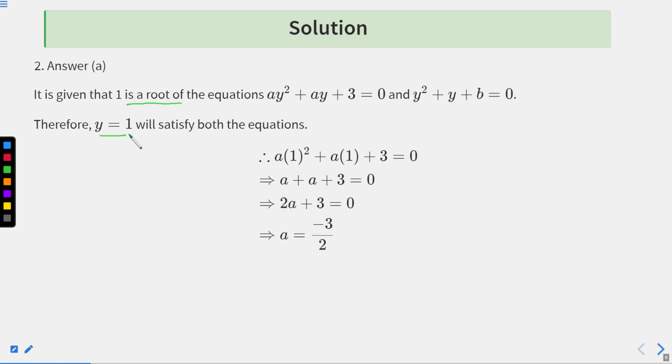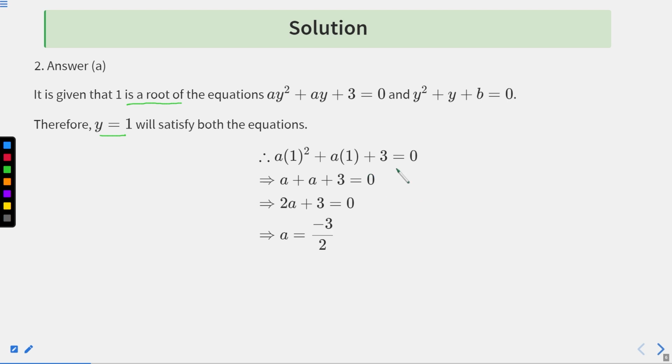Therefore, a times 1 square plus a times 1 plus 3 is equal to 0. It implies a plus a plus 3 is equal to 0, and it implies 2a plus 3 is equal to 0. If we calculate the value of a, then we get a is equal to -3/2.